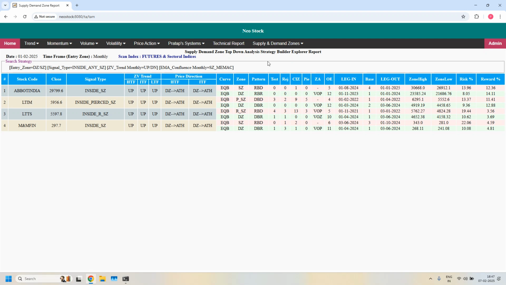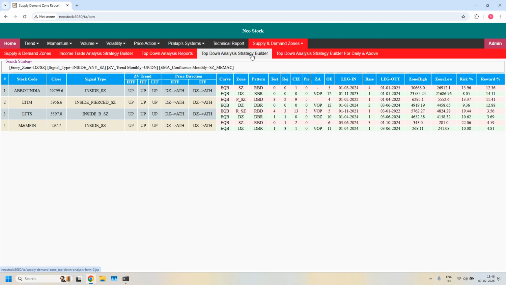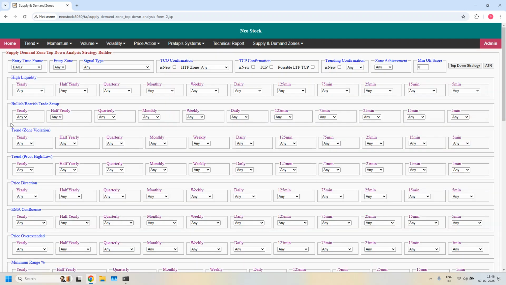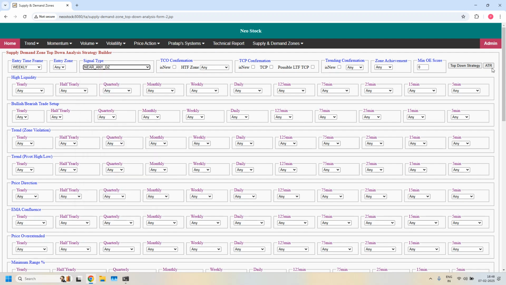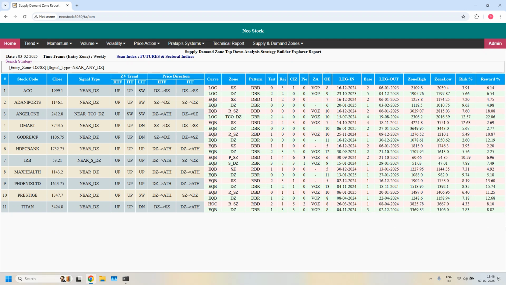Next time frame is weekly, and we will also generate some additional reports on weekly because it is the end of the week. So weekly time frame, stocks near weekly demand zone. We got 11 stocks.